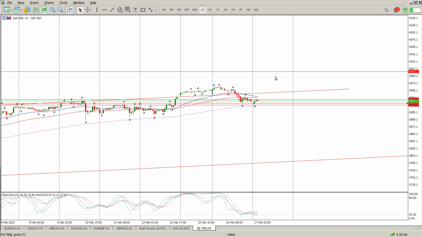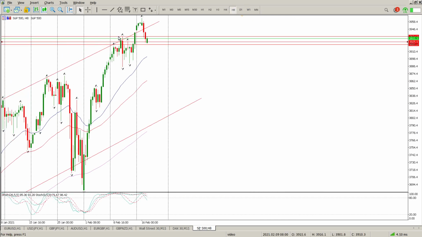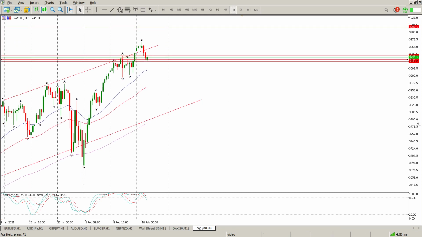I'm still of the opinion we are just consolidating, building for 4,000, and that is my ultimate goal in this at the moment. But we do need to break above this 8-hour level here, which is 39.35. We need to get above that in order for us to get a continuation to the upside. So that's kind of my view at the moment.